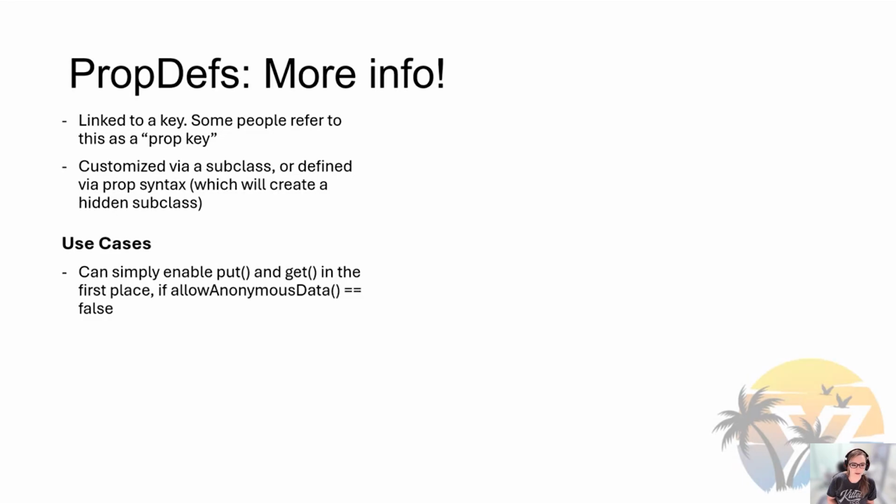PropDefs have many uses, but most importantly, in most cases on most objects, anonymous prop data will not be allowed. By default, it is false. And in that case, putting a PropDef on something for a key will actually enable put and get in the first place. So that'll actually allow you to put and get to a key at all by just providing a PropDef for that key.